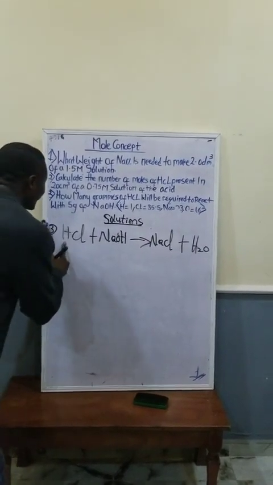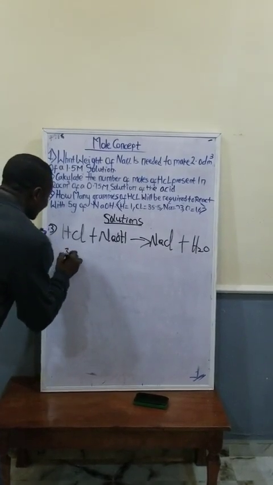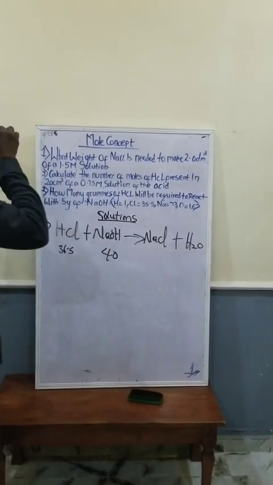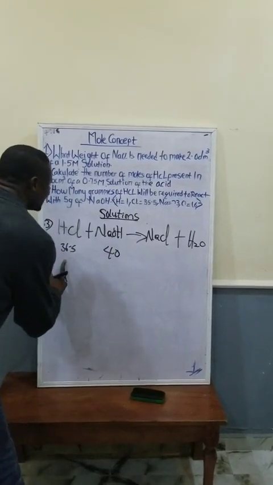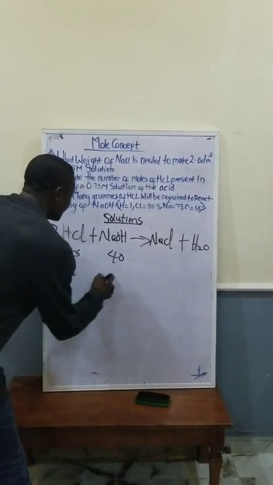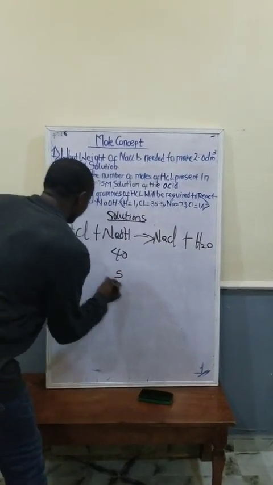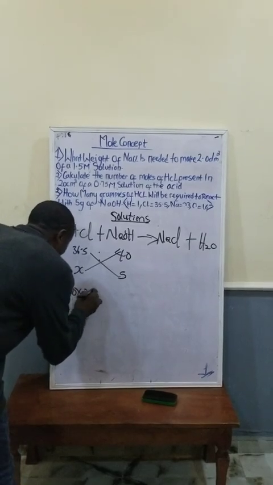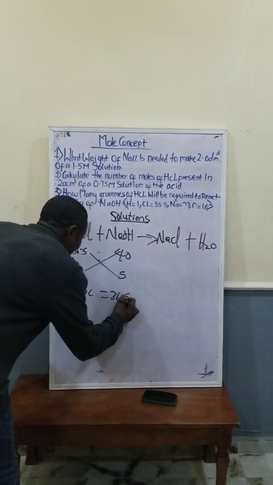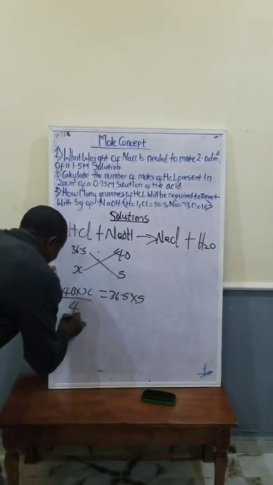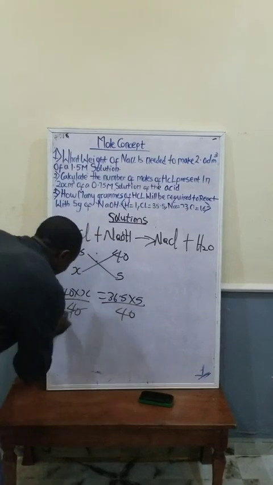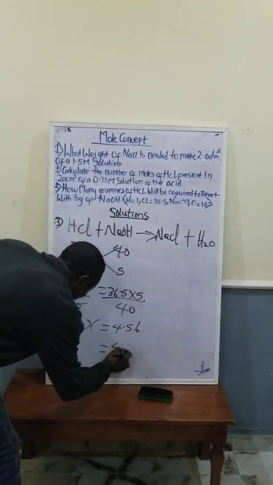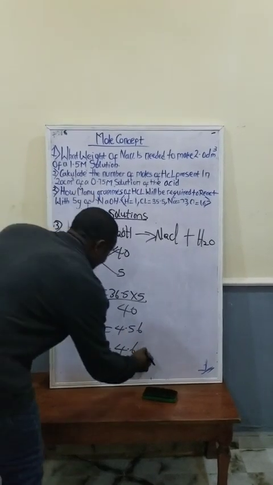Now the molar mass of HCl is 36.5, while the molar mass of sodium hydroxide is 40. Comparing these two, the mass of HCl is what we are looking for, so I put X here, and the mass of this one was given, which is 5. Because the ratio is one to one, I can say 40 times X equals 36.5 times 5. Dividing both sides by 40, X is equal to 4.56, which is approximately 4.6 grams.